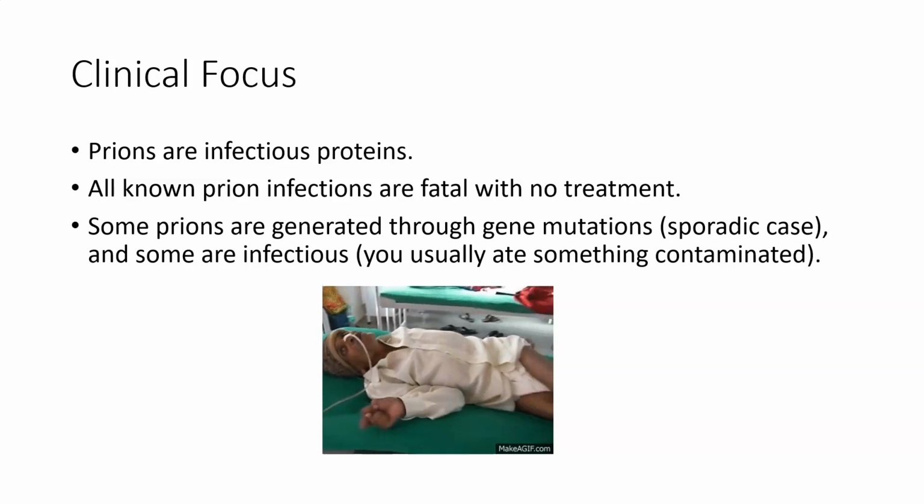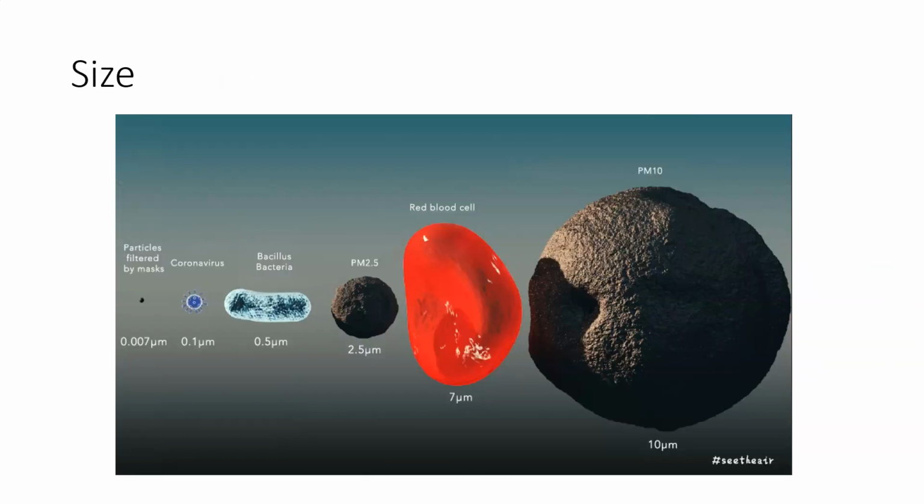They're infectious proteins. I'm going to come back to this picture. They are smaller than a virus even. They are just a protein, while a virus is either DNA or RNA wrapped in a protein coat. And this is more what a prion is. It's just a little protein.